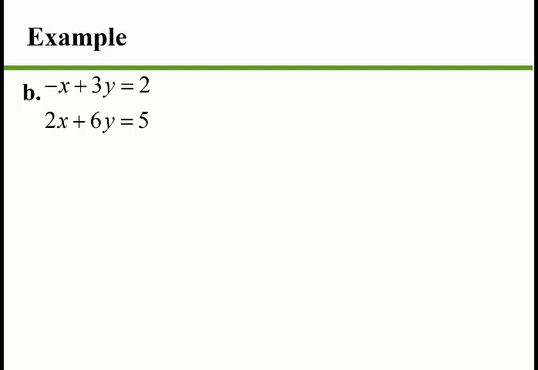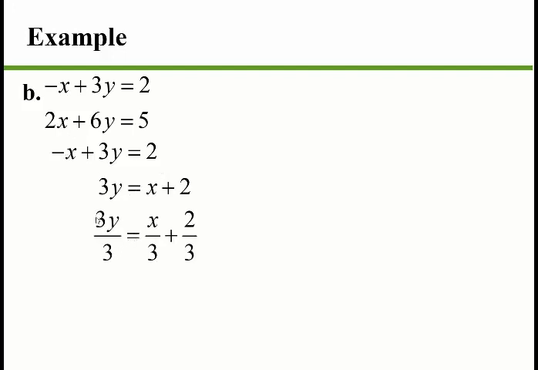Next example here, let's do the same thing. Take the first line, move the x over, so add x to each side. Divide everything by 3. These 3s cancel. When you have a 3 in the bottom and only an x in the top, I can take it out as 1/3. So y equals 1/3 x, and then 2 divided by 3 is just 2/3.